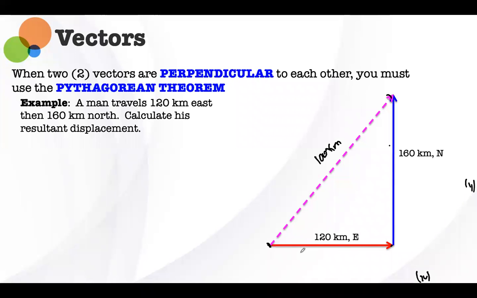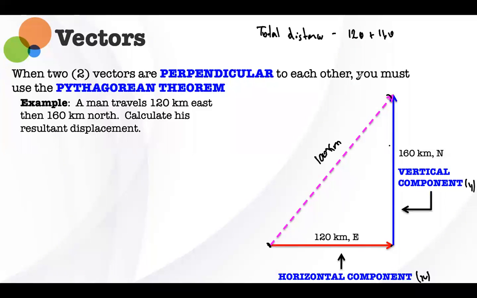160. 160 plus the 120, sir. Exactly. So his total distance would be 120 plus 160. So this is a total distance, but the displacement is the difference between where he starts and where he finishes. All right. As we said, that is a horizontal component, and this is a vertical component.